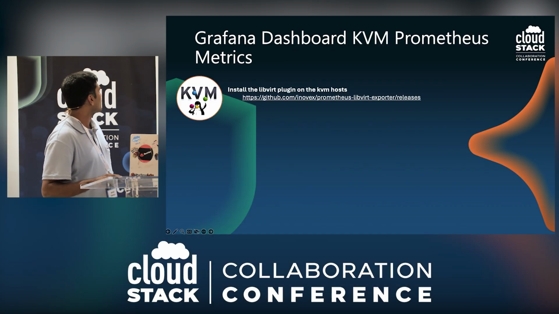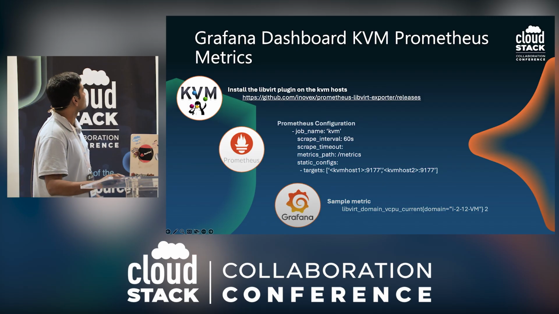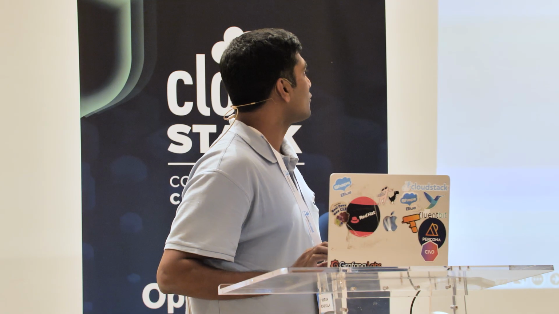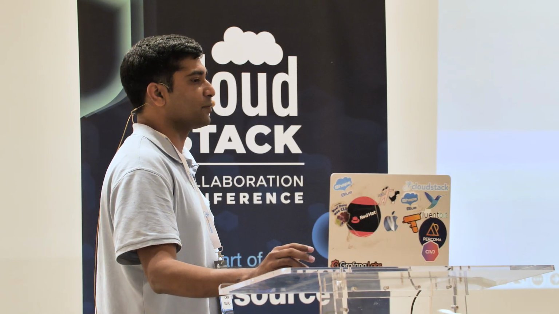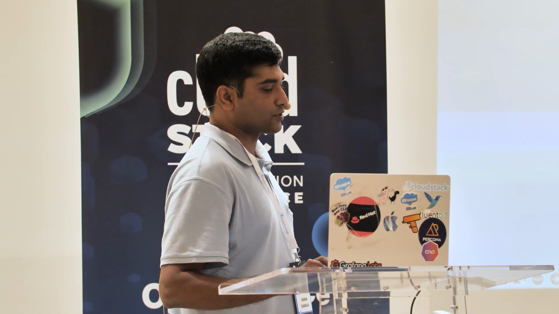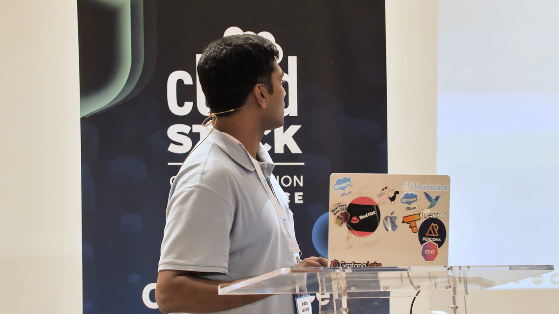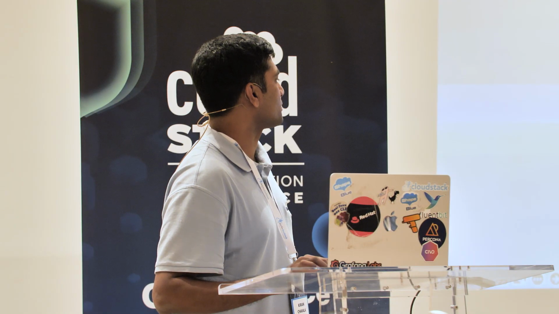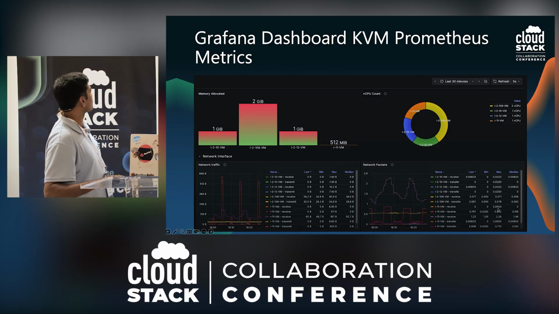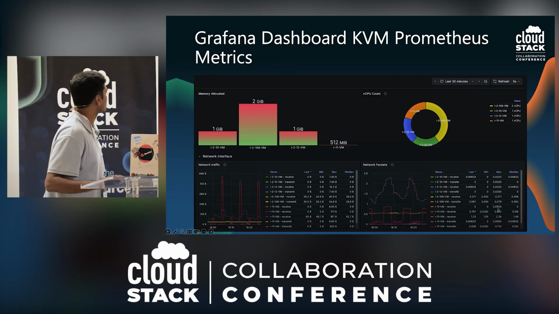Similarly, for KVM, there is a libvirt plugin which exports the Prometheus metrics from a KVM host. It's based on Go, and we need to install the plugin on every KVM host that you want to get the metrics from. And similarly, do a Prometheus configuration on the Prometheus server to get the metrics. And this is the sample libvirt KVM host Prometheus metrics. And this is one sample dashboard for a KVM hypervisor.